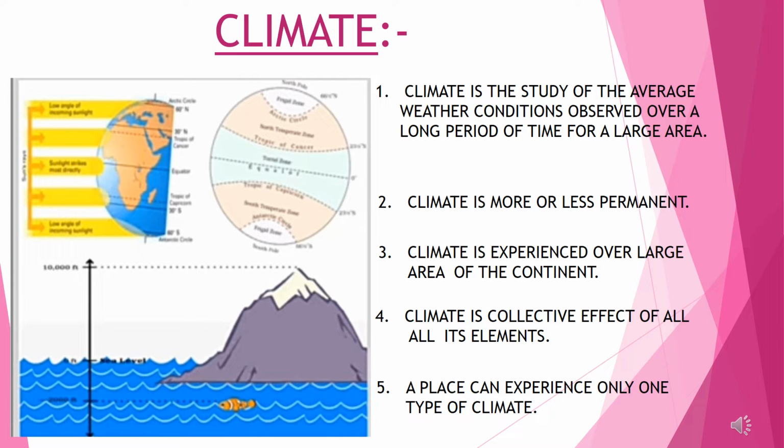For example, we talk about India for a long period of time. Our climatologists take 30 years, a time of 30 long years, to cover the average weather conditions of India. And after that period, they determine the climate, meaning when the autumn will come, when the summer will come, or when the winter will come. It is more or less permanent and it is the collective effect of all its elements.